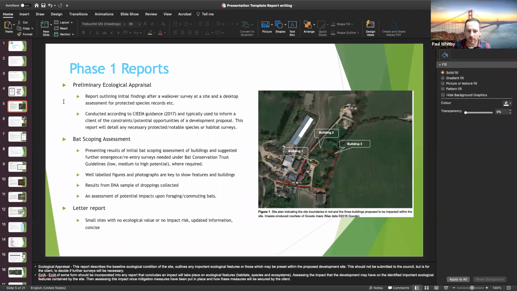You'll need to include well-labeled figures to support your descriptions. A picture paints 1,000 words, obviously. And results from things like DNA analysis will need to be detailed here.